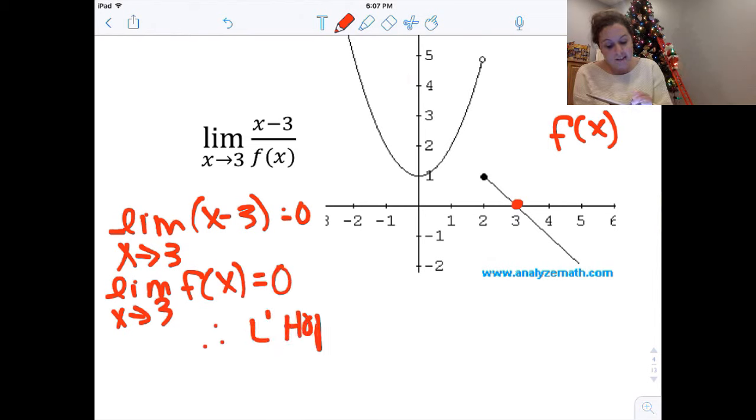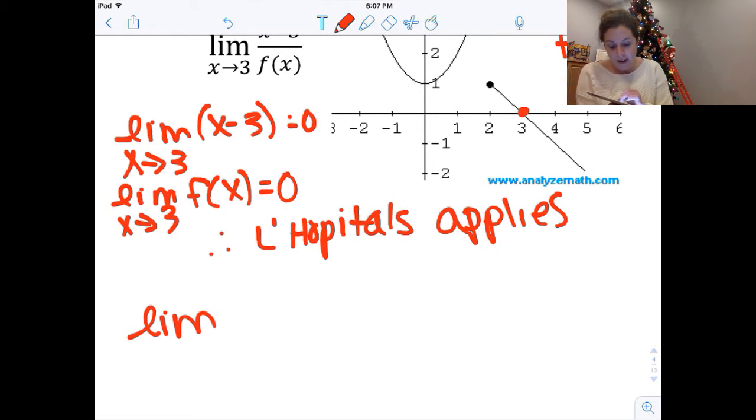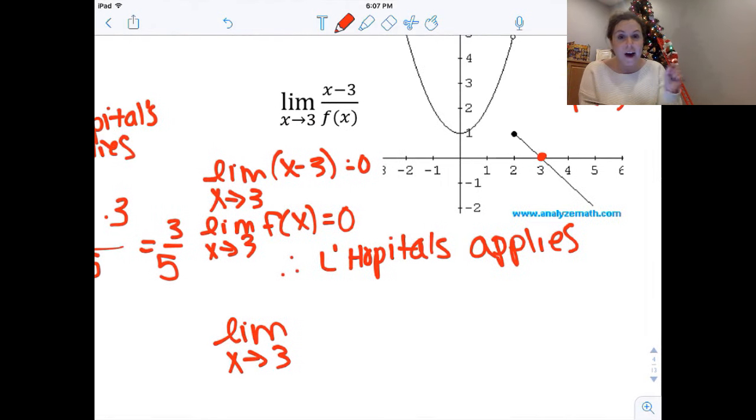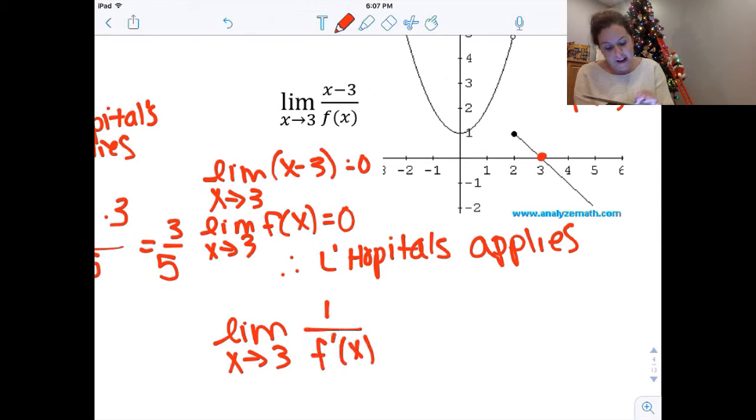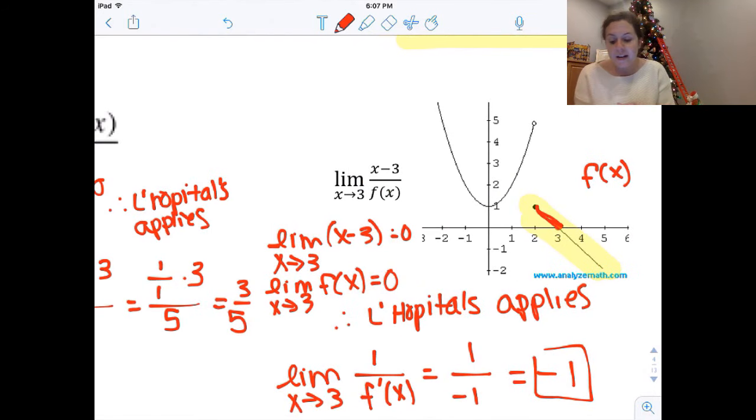L'Hopital's tells me that that will be the same as the limit as x approaches 3, and notice the value that you're approaching doesn't change, of 1 over f prime of x. That would be 1 over f prime, which is the slope of this graph. My slope at that point is -1, so that would just be -1. A lot of the times on the AP exam, you will see them in this form because there are other ways to figure out other limits, but there is no way you can do this one without L'Hopital's. That's part of the reason why you'll see them with multiple representations a lot.